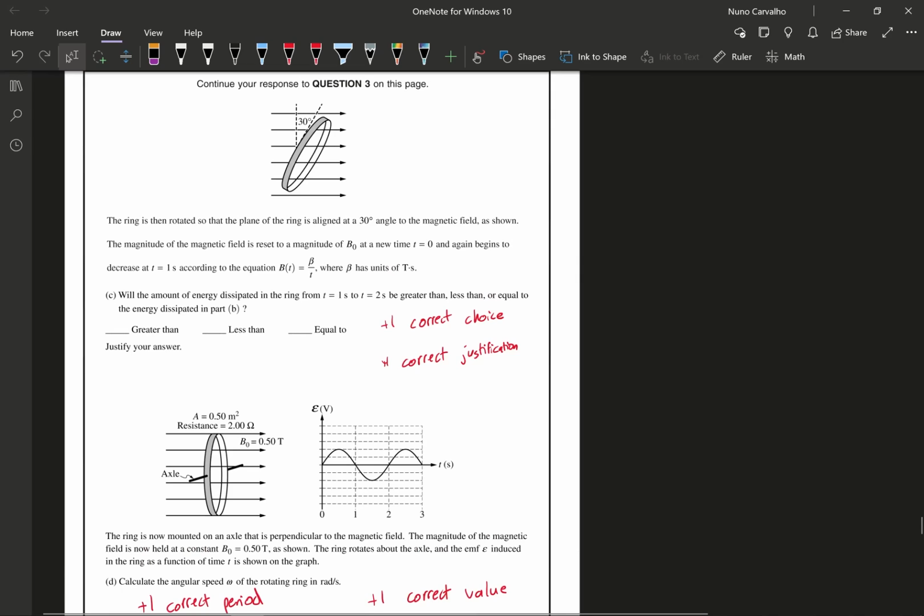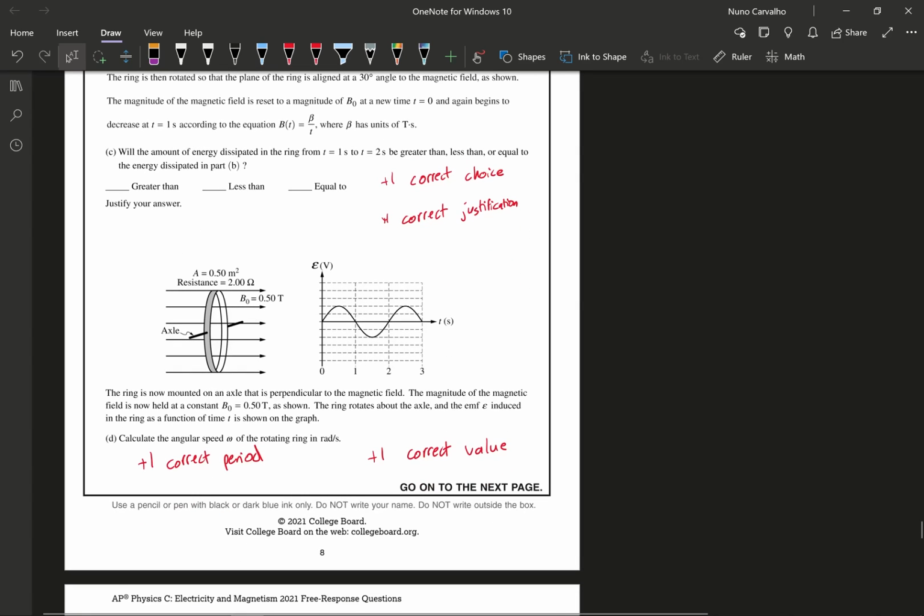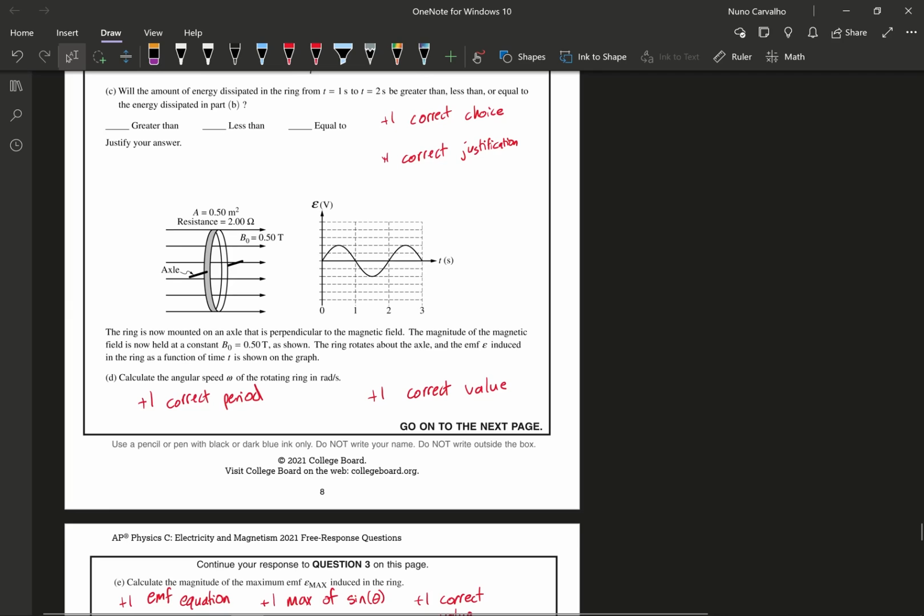So I think you get a point for the correct choice and then you get a point for the correct justification. It's just something that has to do with the angle and the cosine and stuff like that. That should do it. Then for part D, I don't know if this would be worth 2 points. I just couldn't really find where to fit another point. But I definitely would get a point for the correct value of the angular speed.